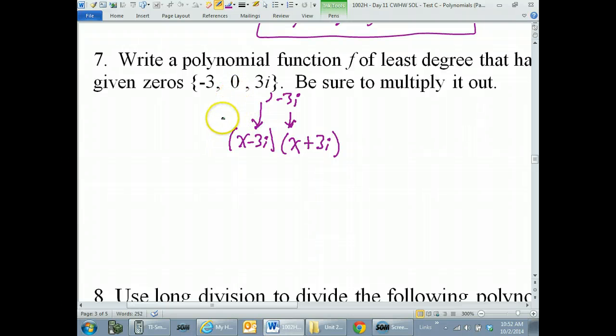All right? From the 0, I have a factor of just x. It's like x plus 0 or whatever you want to call it, but it's just x. And from the negative 3, I'm going to have a factor of x plus 3. So these are my 4 factors that I've got.